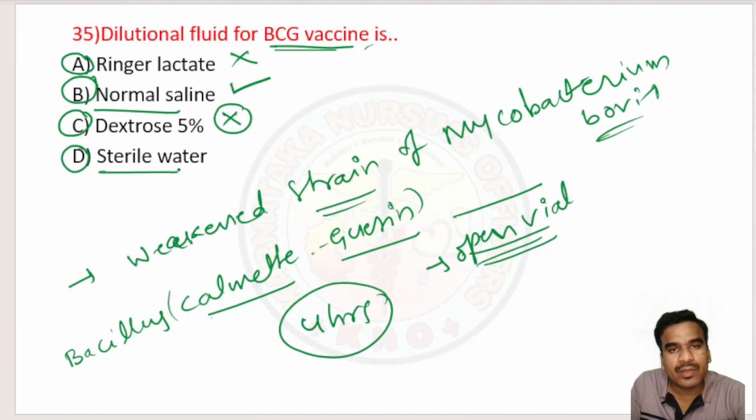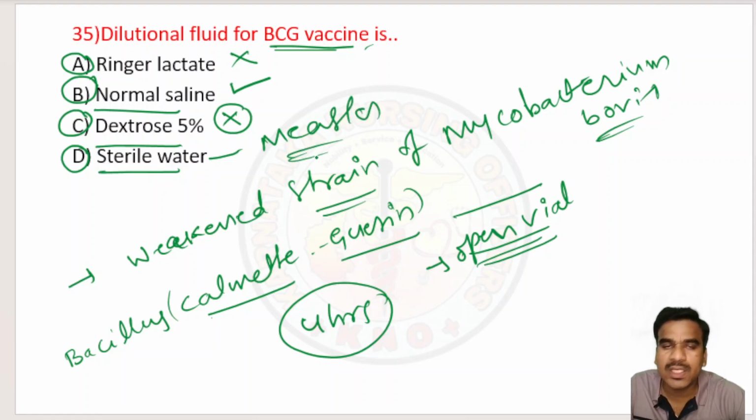Okay, and sterile water we are using for the measles vaccine. For the measles vaccine dilution we are using sterile water, but for the BCG vaccine we are using normal saline. Keep it in your mind. So I'm just explaining the expansion of the BCG. Okay, and this is a live vaccine. Open vial policy and up to 4 hours, these are all the important points. Okay, key points, you have to keep them in your mind.